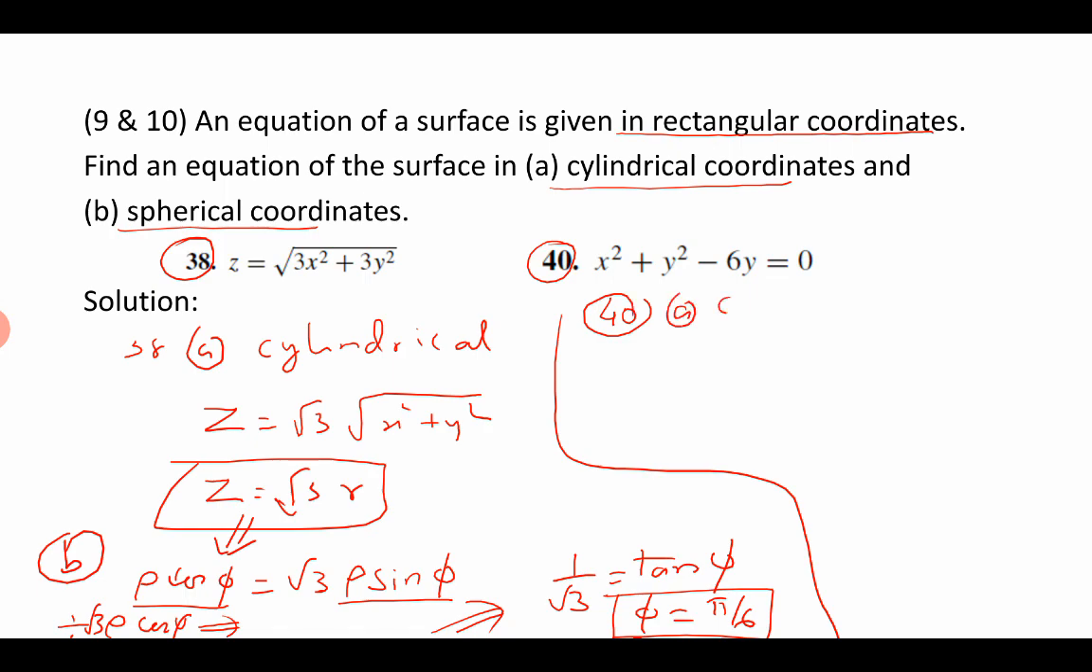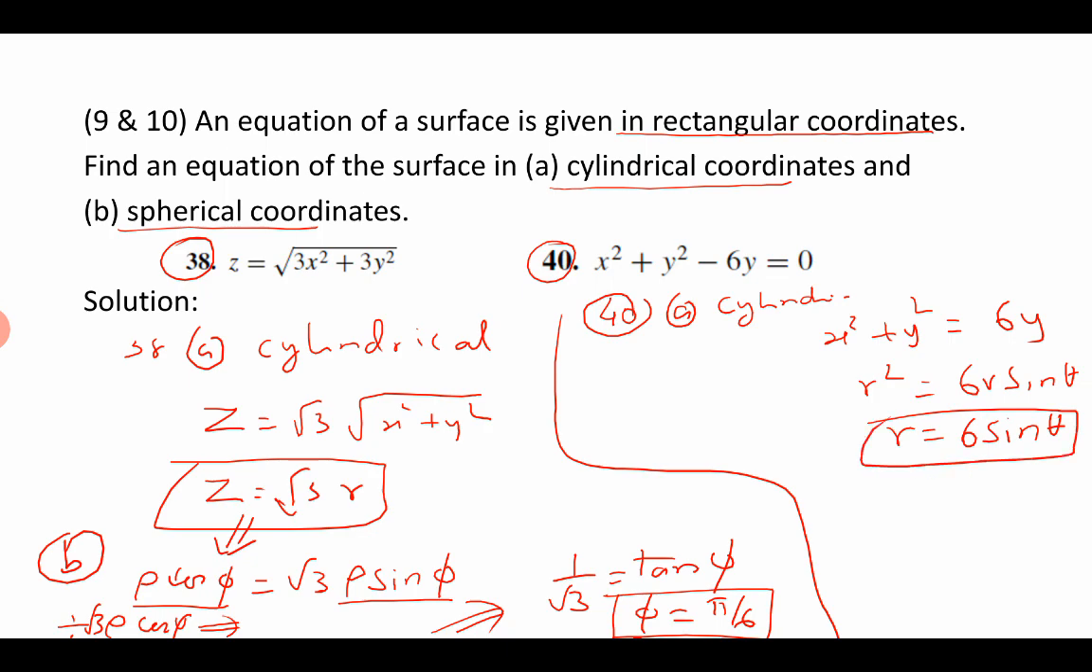In cylindrical form, obviously this is x squared plus y squared is 6y. This is r squared is 6 r sine theta. Therefore r is equal to 6 sine theta when you divide by r on both sides. This is in cylindrical form.